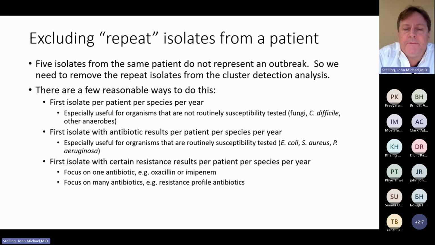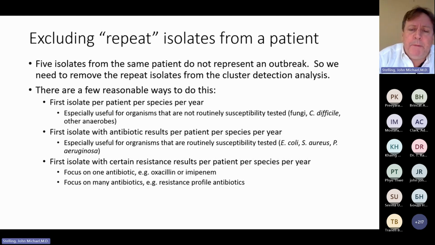If you have 5 isolates from the same patient, that does not represent an outbreak. It represents a sick person. So SaTScan does not know if the results come from one person or from multiple people. So before we give the data to SaTScan, we need to remove the repeat isolates to avoid false cluster detection because we did not remove the repeats.